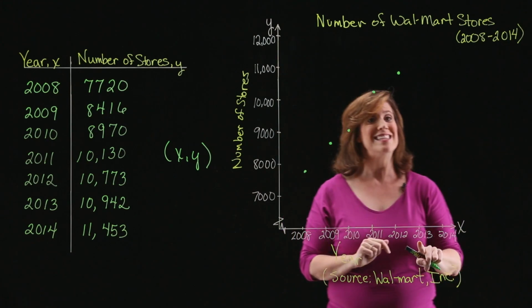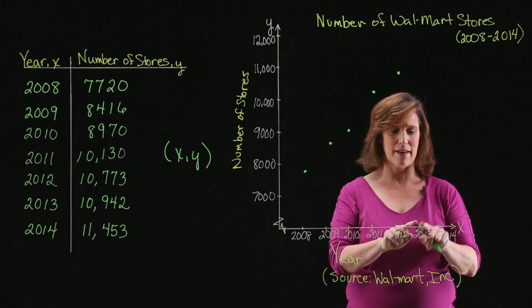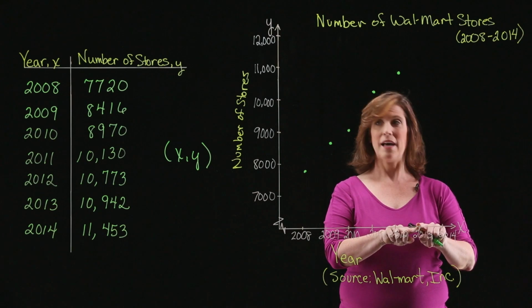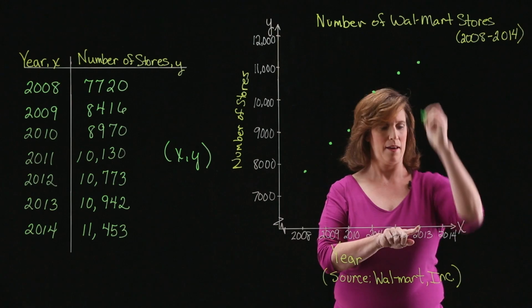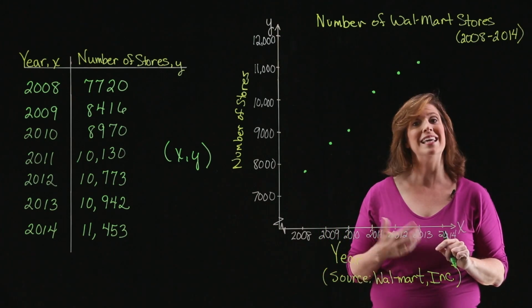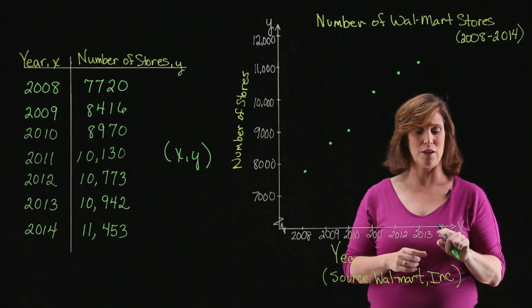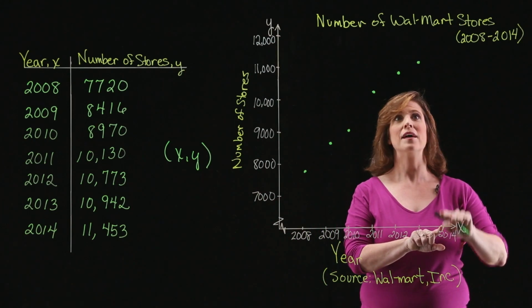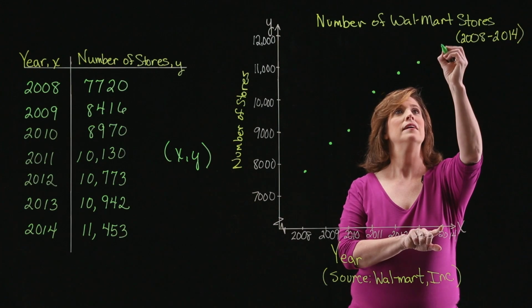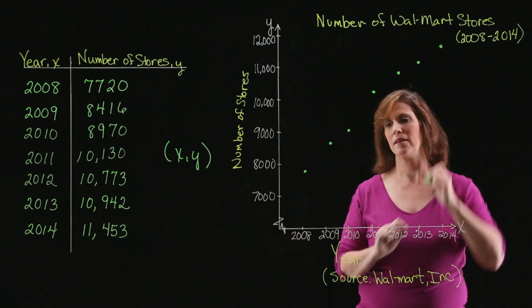2013, 10,942. I'm almost at 11,000. So at 2013, I'll go almost up to 11,000, which is going to be right about there. And finally, 2014, 11,453, almost halfway between 11 and 12,000. So that's going to take me right about to there.